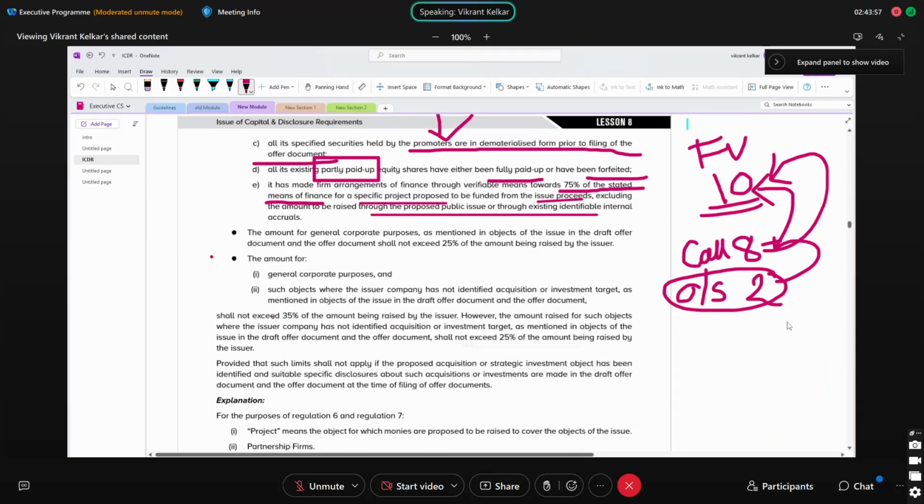Indirectly means what? You should have contributed something from your pocket, and arrangement for other finances has already been made. Correct, when you are raising funds through IPO, if tomorrow the IPO fails, then some alternative arrangement should be available with us.